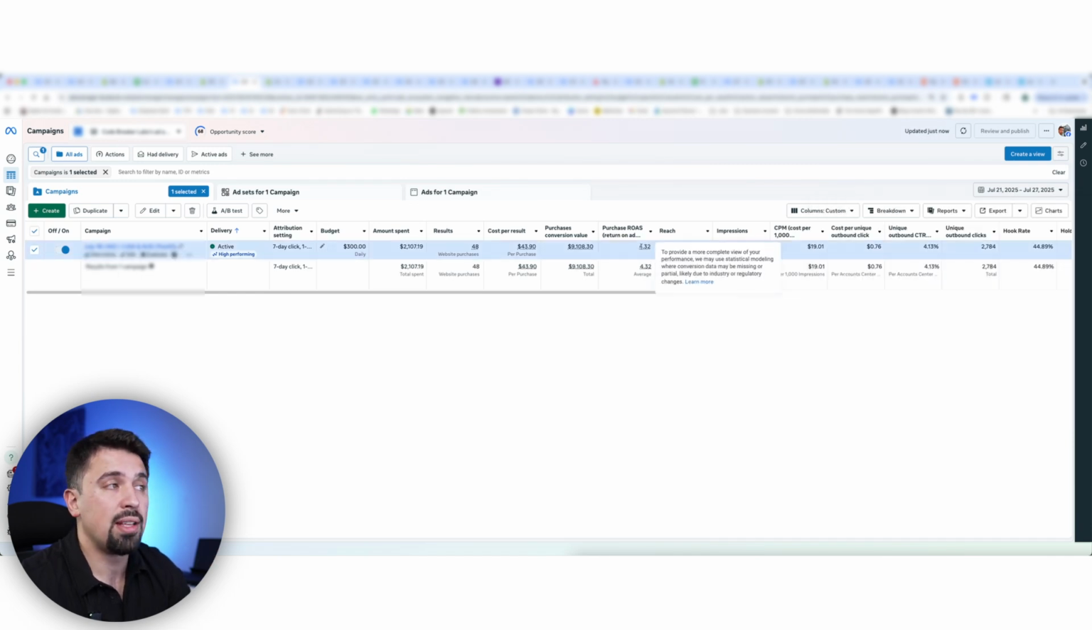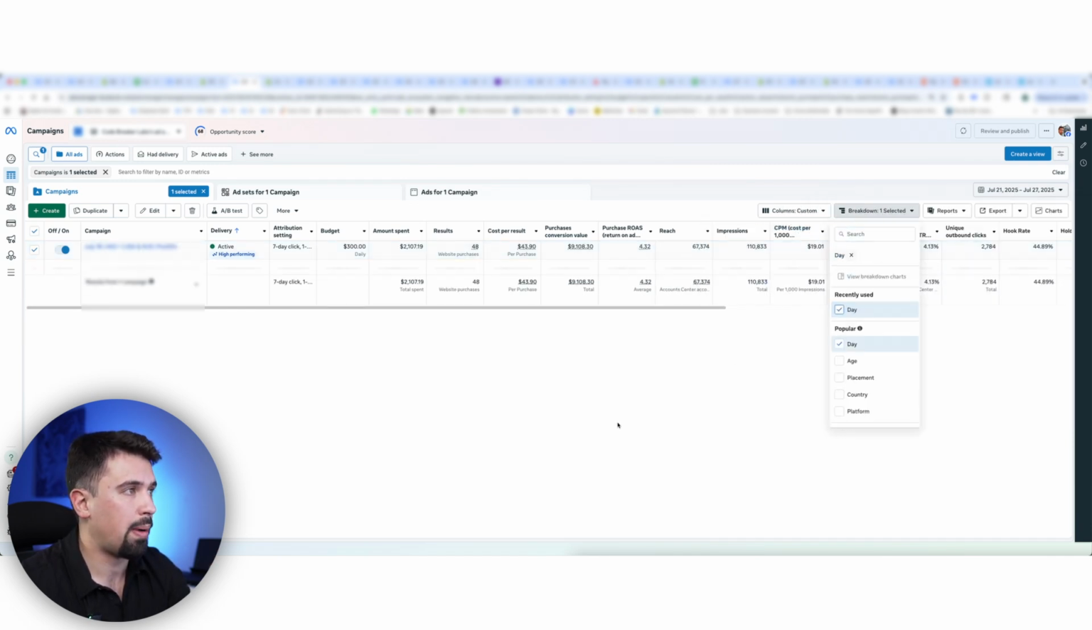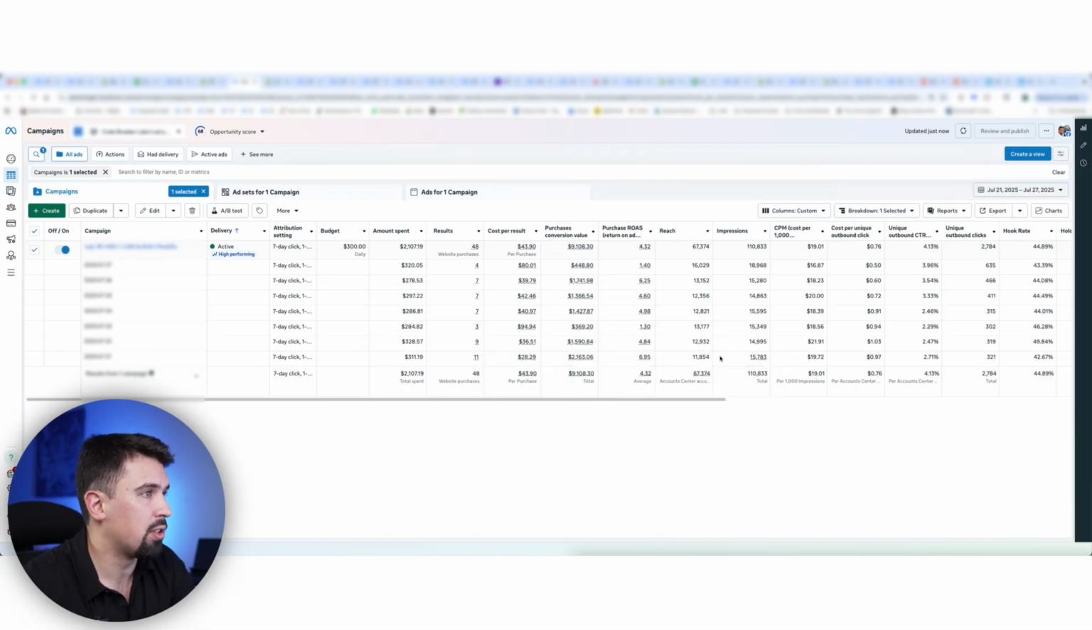You can see the ROAS did drop a bit. I'm actually gonna show you by day. So this is the 21st. This is the day I scaled. We were at a 7x ROAS the day I scaled. And look, it dropped to 4.84 and then dropped to 1.3.